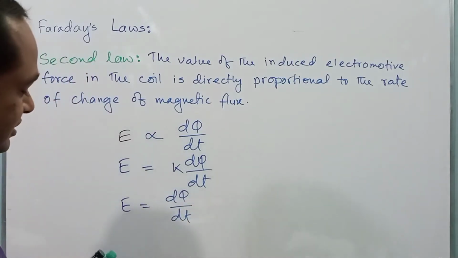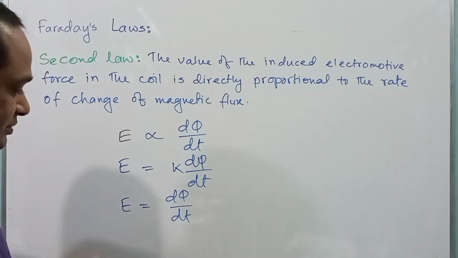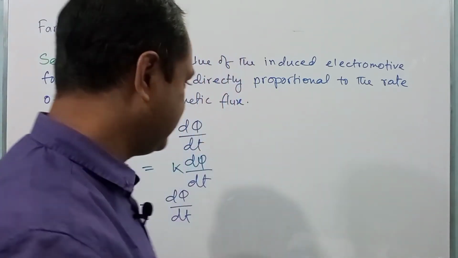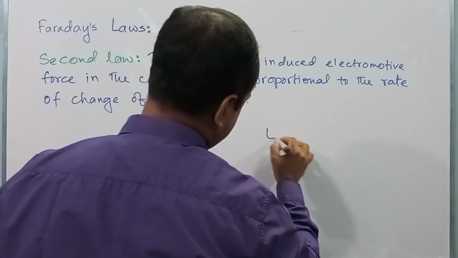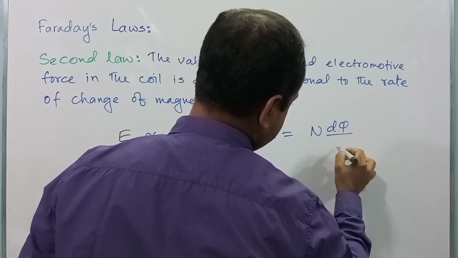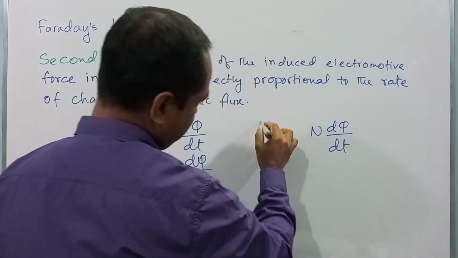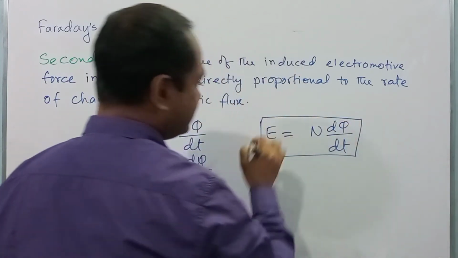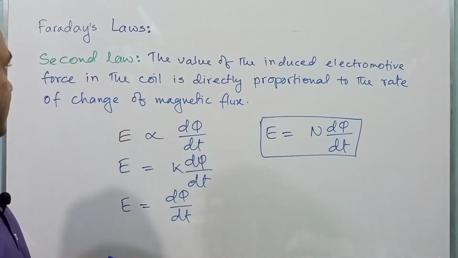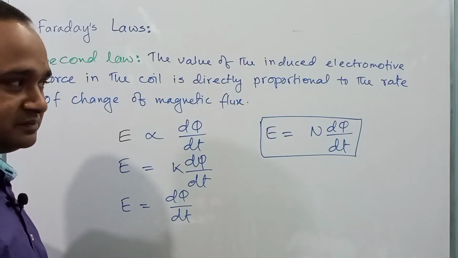This is the expression for a coil of single turn. But if the number of turns in the coil is n, then the expression will become E is equal to n d phi by dt, right? So, this is the expression for the second law given by Faraday.